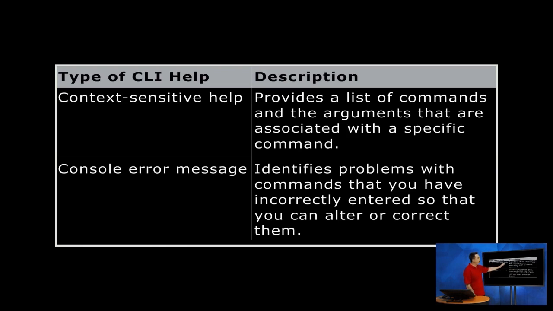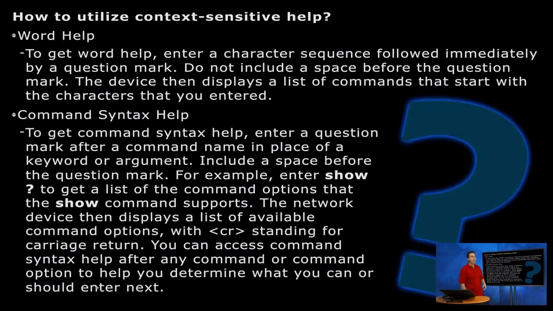So context-sensitive help, what is that all about? Well, let's read this description. It says, provide a list of commands and the arguments that are associated with that specific command. So essentially what that is saying is, if you don't know the command or you don't know the syntax, the iOS will help you out with that. Great, I love that. So there are two different ways that we can receive help. We can receive help word-wise and command-wise.